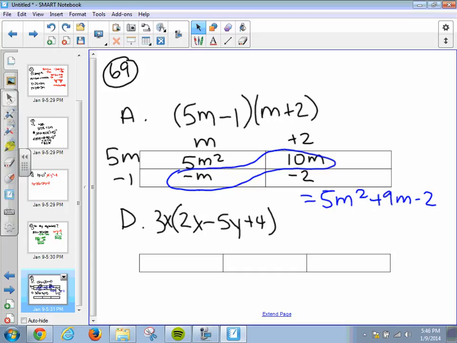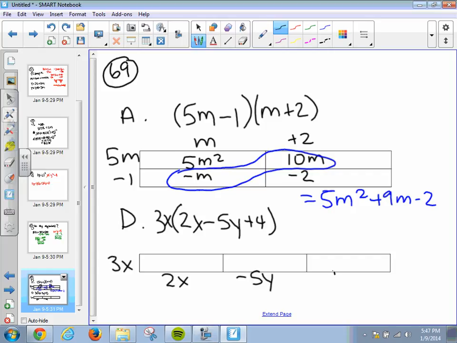In part D, it's just a little bit different. We're not dealing with a quadratic, we're dealing with something just a little bit different. Really what it is that we only have one row and 3 columns. So in my one row, I have my 3x. And then in my column, I've got my 2x, my negative 5y, and my 4.